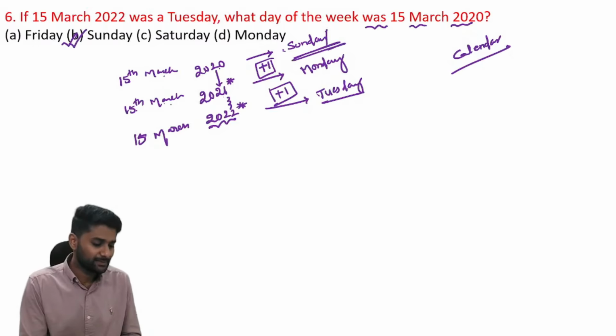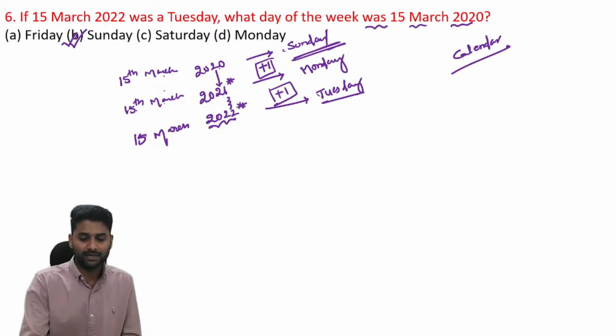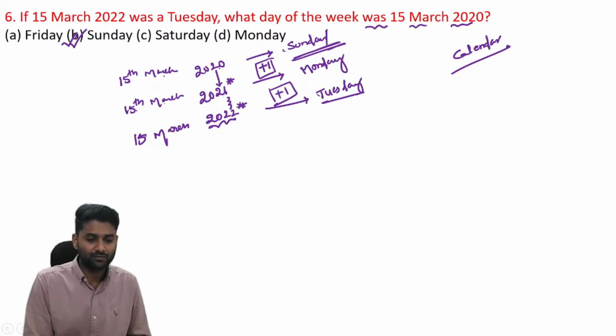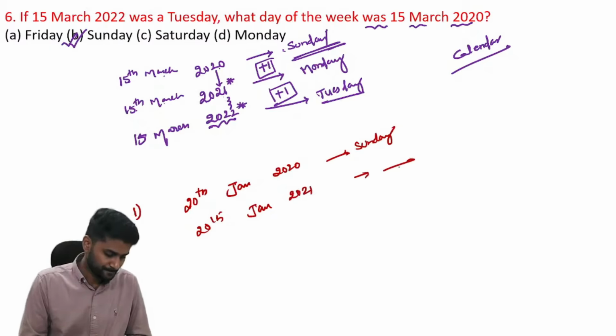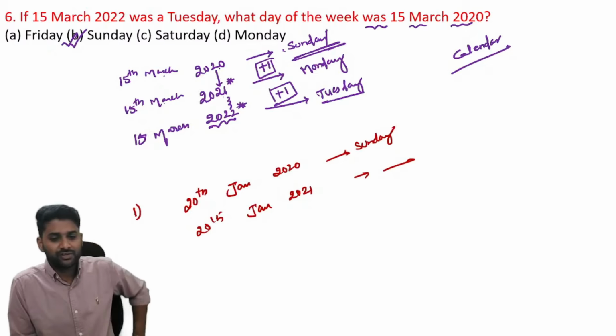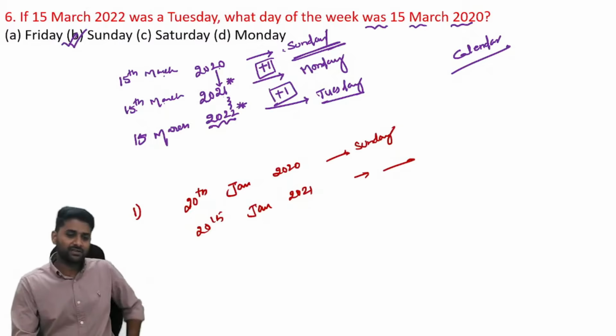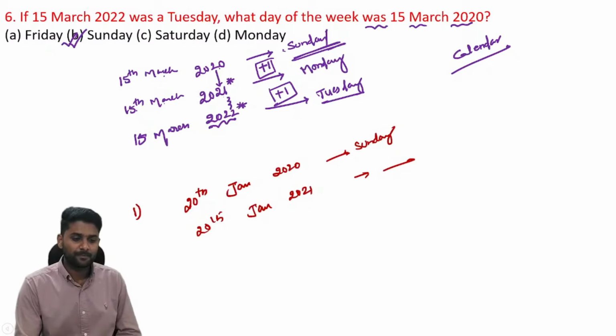Running calendar depends on the February month. That is most important. Let me take one more example to understand this concept. 20th January 2020, for example, it is a Sunday. Now, what about the 20th January 2021? What is the answer? 20th January 2020 is Sunday, then 20th January 2021 is dash.